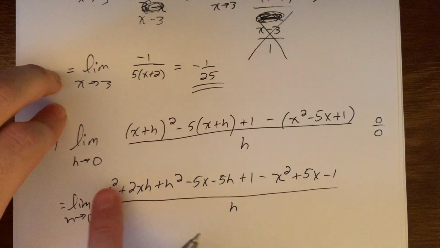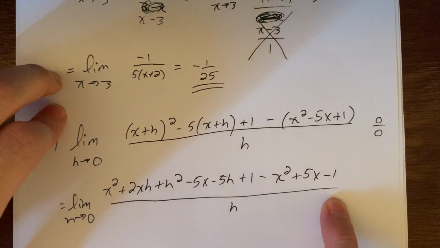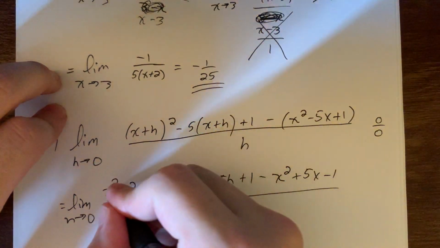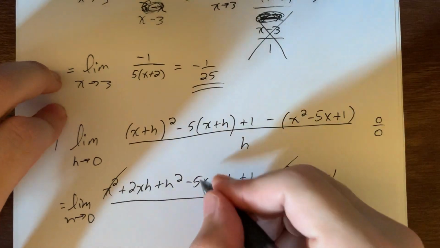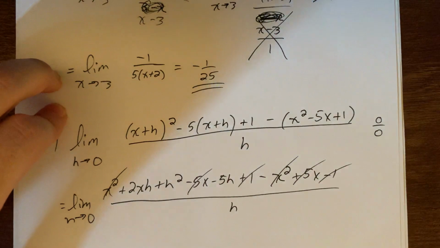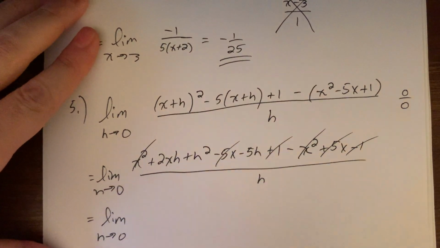Look at the top. You've got like terms, but not only are they like terms, several of them cancel. Positive x squared and minus x squared, cancel. Minus 5x, positive 5x, cancel. Positive 1, negative 1, cancel. So that feels like we've done some nice simplifying.